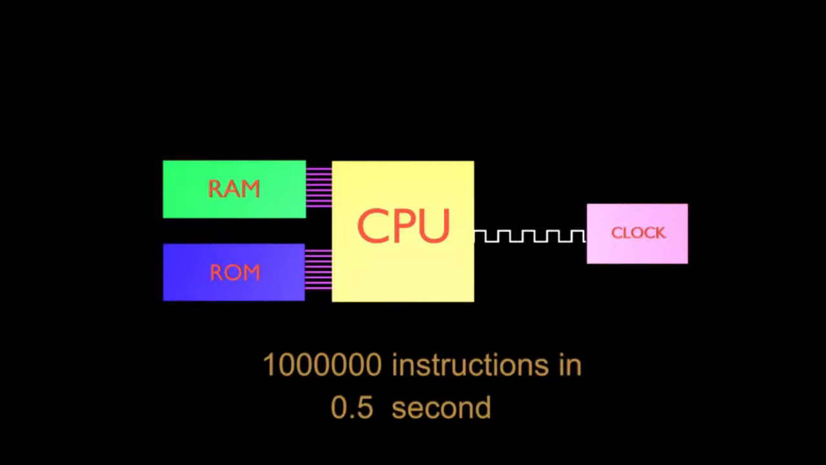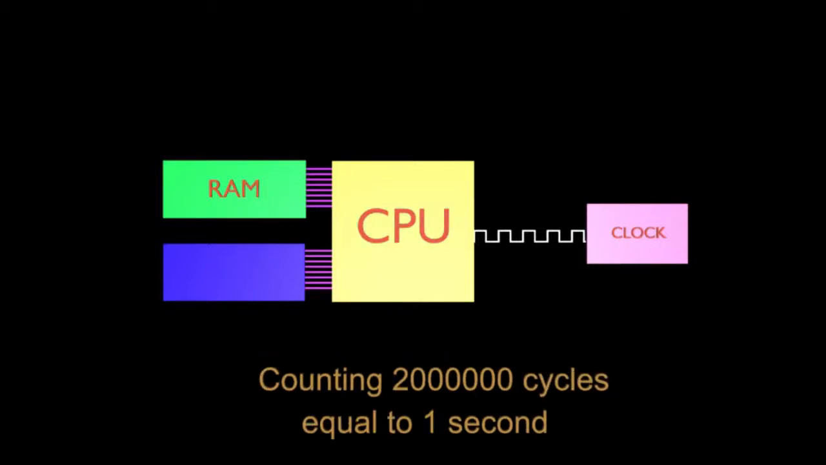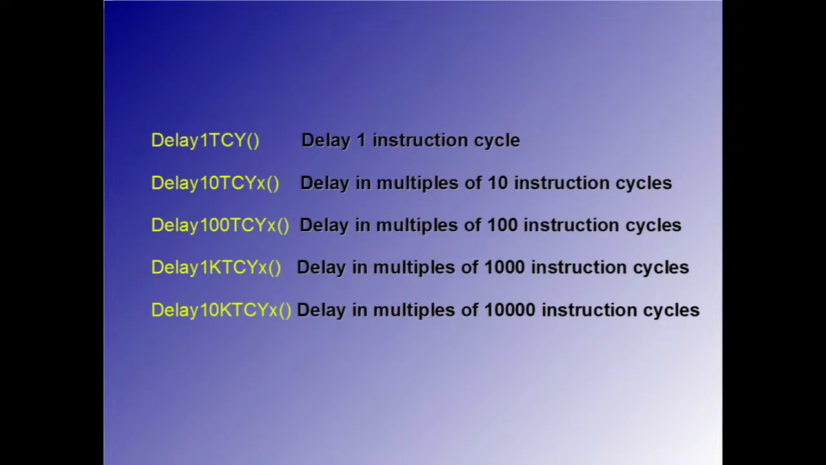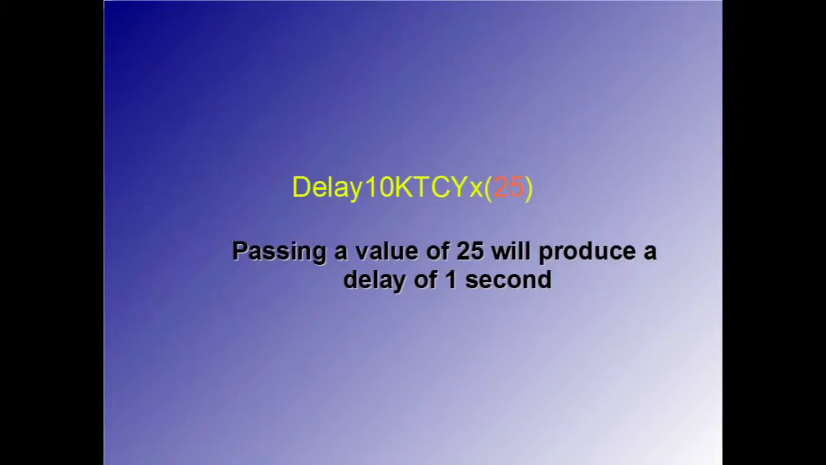If we are able to count 2 million cycles without doing anything, we can introduce a 1-second delay between instructions. The delay function just does that. Count cycles doing nothing. The more cycles it counts, the more delay is added. The delay library, that is part of the C18 compiler, has 5 delay functions. But we're going to use just this function to create a delay of 1 second.